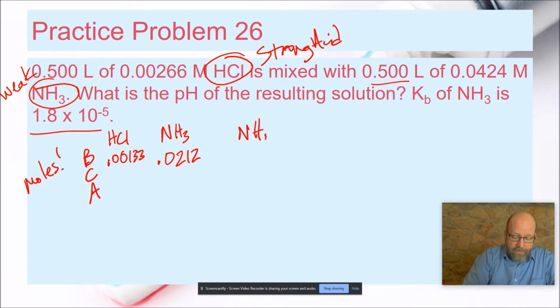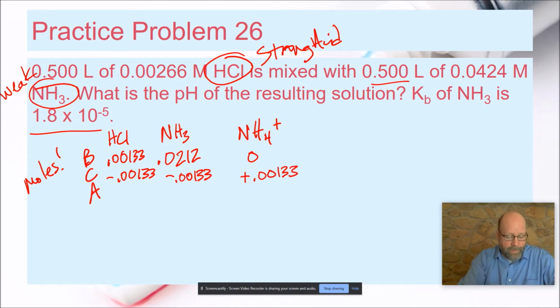And its conjugate acid in this case is NH4+, right? Because you add a hydrogen to that. So NH4+ is our conjugate acid for NH3. Initially, we've got none. We're going to take the HCl, right? That's all going to go away. That's all going to be reacted. So our change is this. This is also this. And then, of course, this is going to gain that much because that comes from that neutralization.